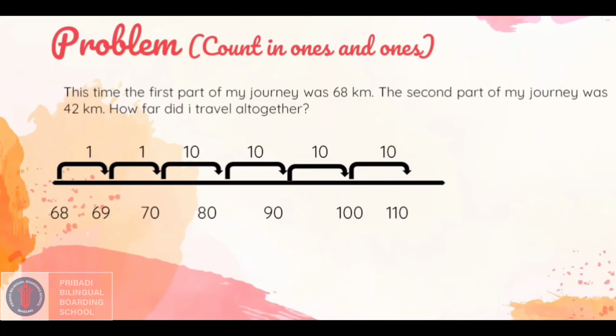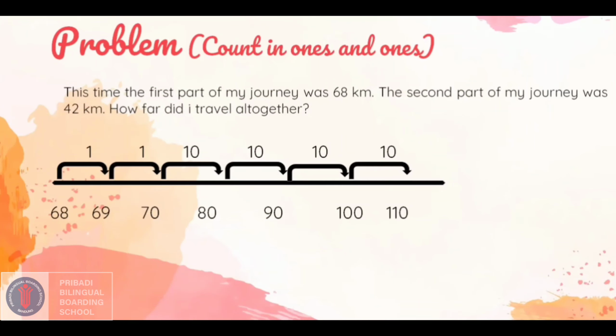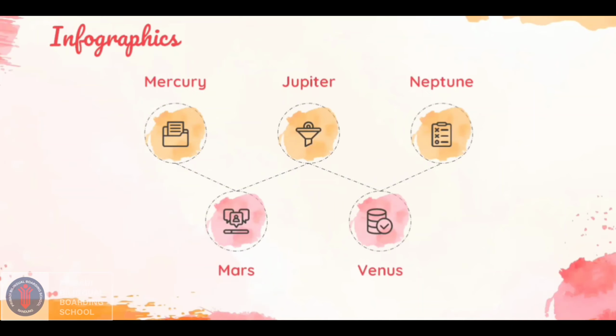So how far did I travel altogether? The answer is 110. That is counting in ones and tens. Sorry, this one is ones and tens, not ones and ones. After we add the ones, then we count in tens.